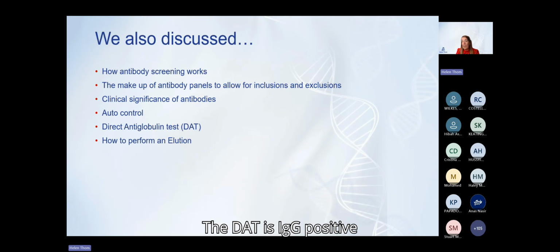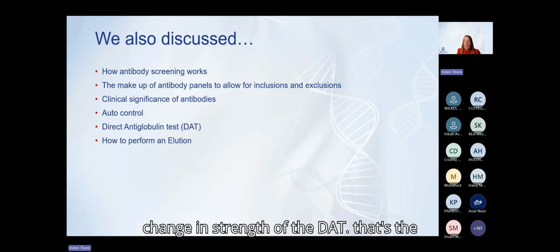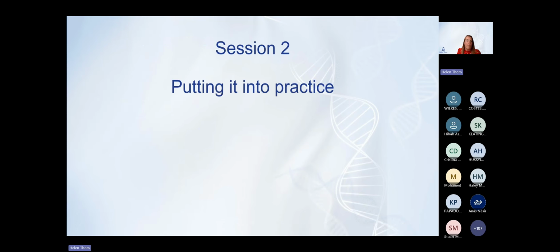The DAT is IgG positive and has been transfused within the last 6 weeks, or there's been a change to serology or a change in the strength of the DAT. That's the kind of time we'd be looking to perform elutions on certain patients. So now we're going to look at putting it into practice.